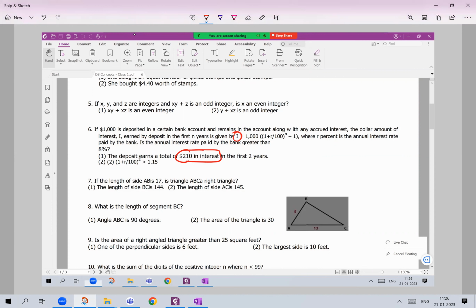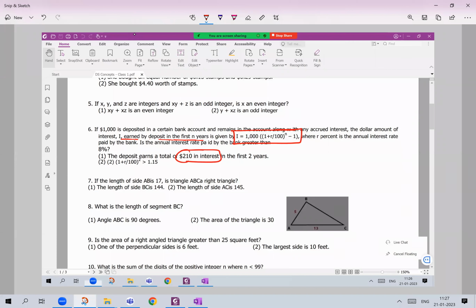But this question gives you everything. It says if 100 is deposited to a certain bank account and remains in the account, along with the accrued interest, the dollar amount of the interest earned by deposit in the first 10 years is given by this formula. Now you don't bring your own formula of interest and all. The question is actually telling you that I is earned through this.